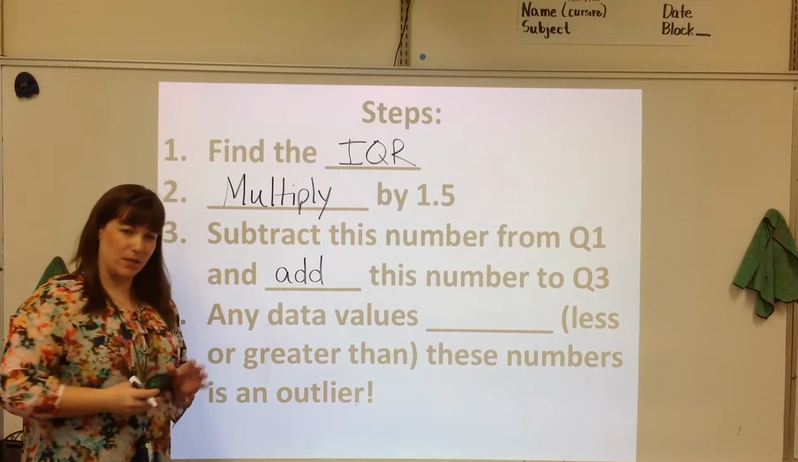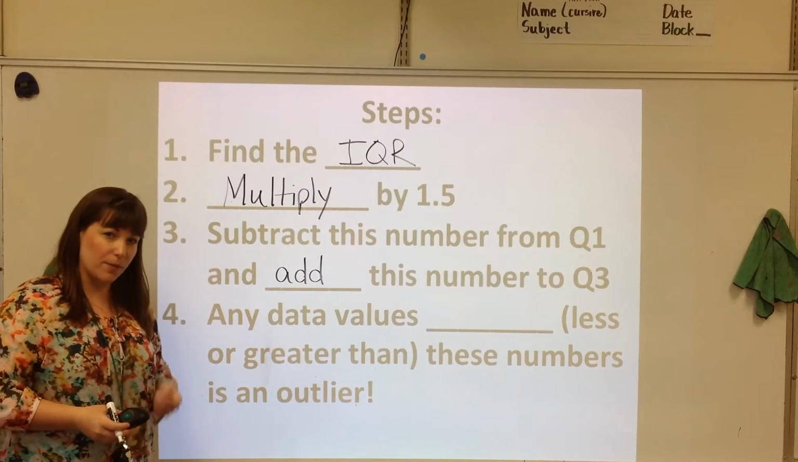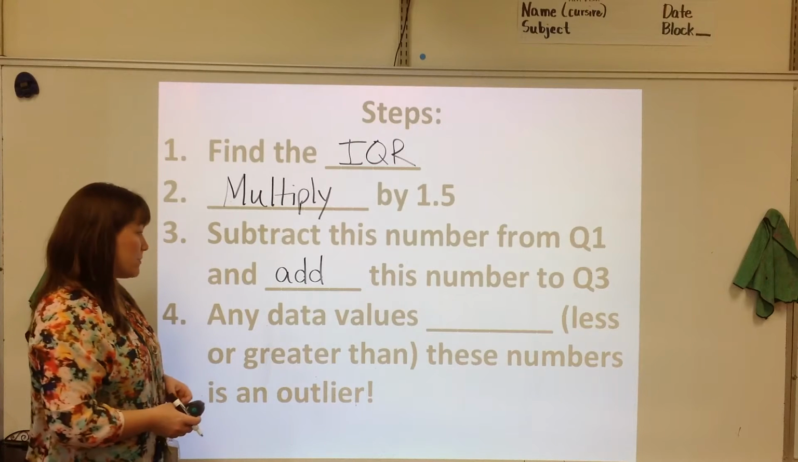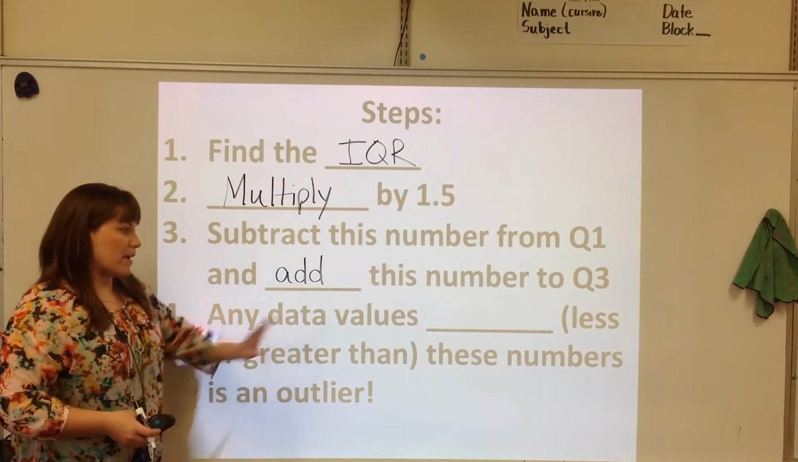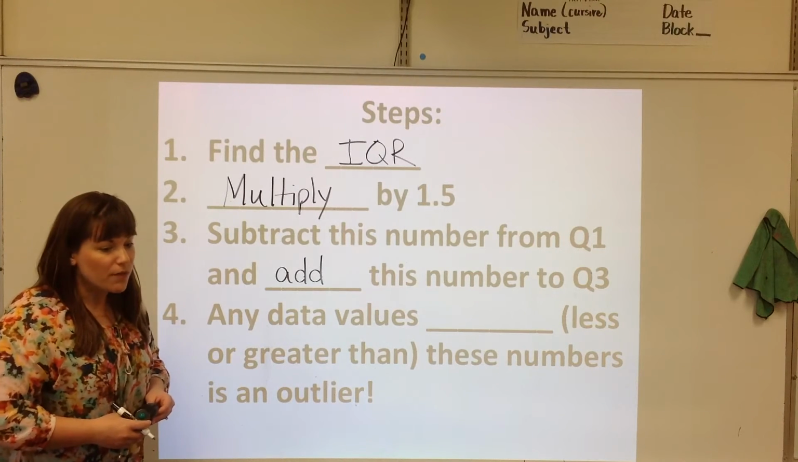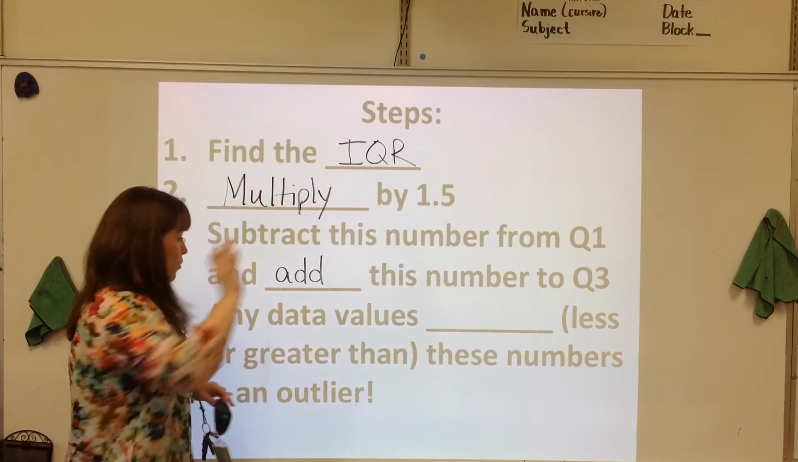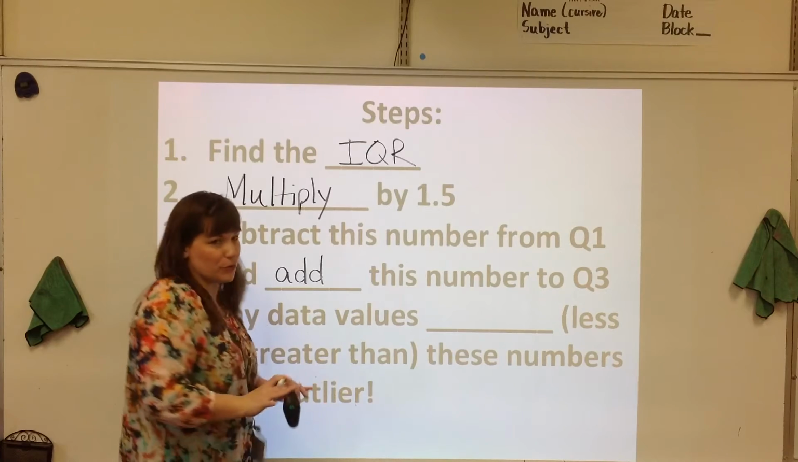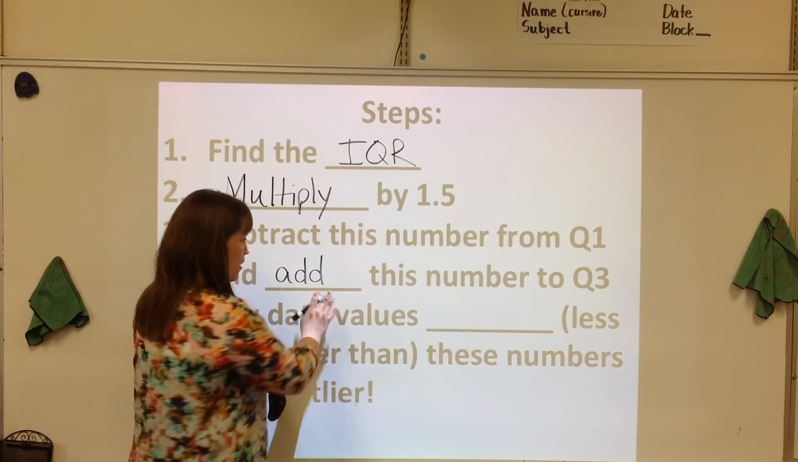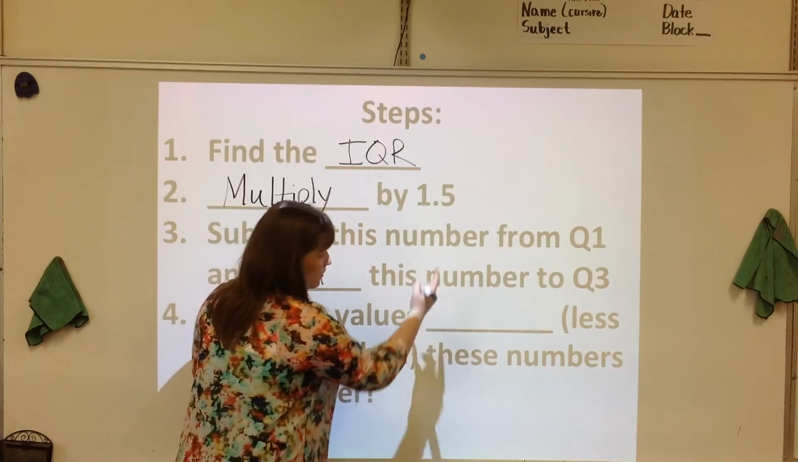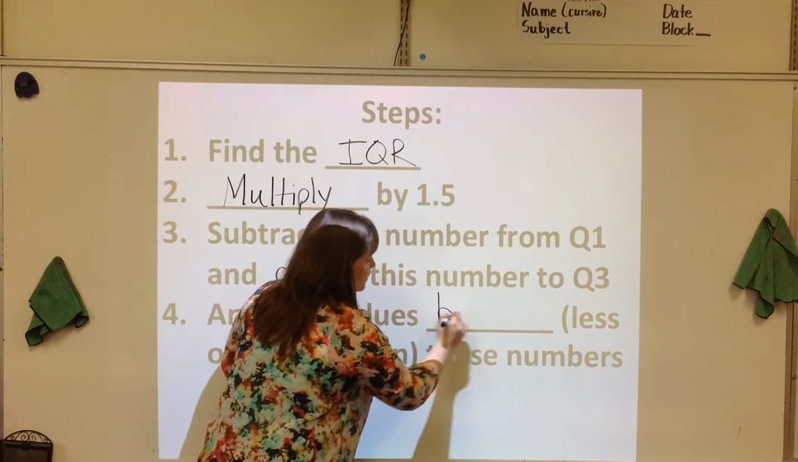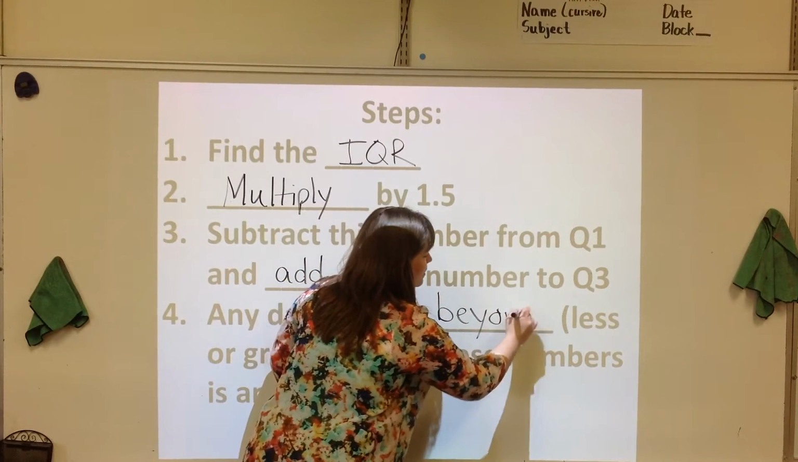Now this might be a little complicated. We're going to take it step by step, and we're going to show you with an example in a minute. Any data values that are beyond those numbers, either less than or greater than, those are the outliers. That's the boundary when you add and subtract from Q1 and Q3. So fill in the word beyond.